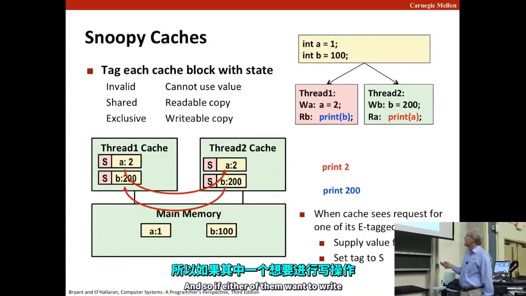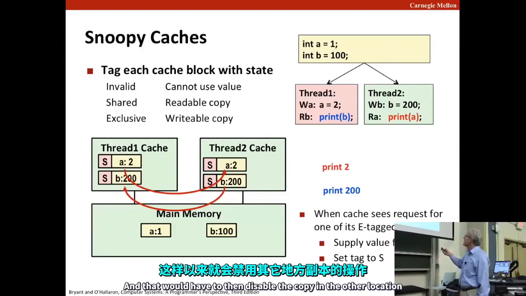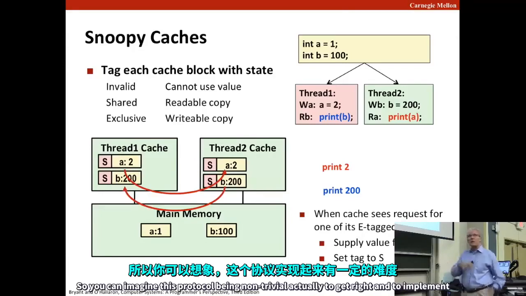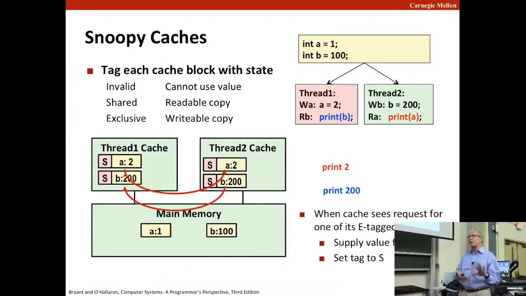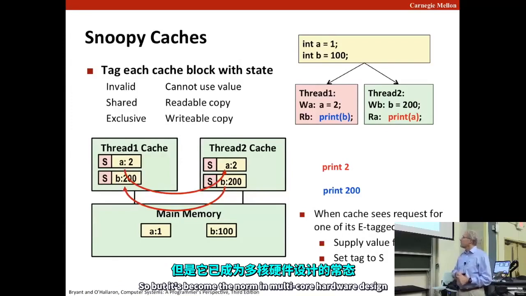And so if either of them wanted to write, they'd now have to get exclusive access to it, and that would have to disable the copy in the other location. So you can imagine this protocol being non-trivial to get right and to implement. And it gets way more complicated than this with all the variations on it. But it's become the norm in multi-core hardware design.